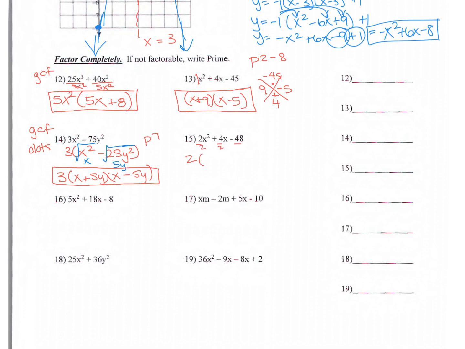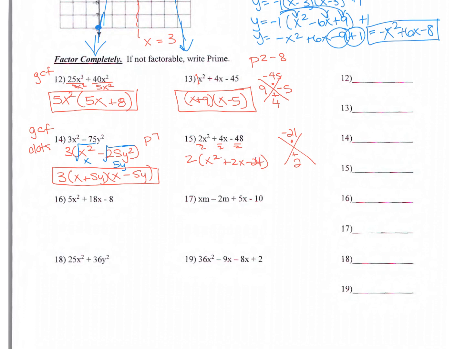When I divide all of these by 2, I get x squared plus 2x minus 21. This is a trinomial, so I'm going to try my diamond method, and I get 1 times negative 21, or negative 21. My b is 2, so I need to multiply to negative 21 and add to 2.